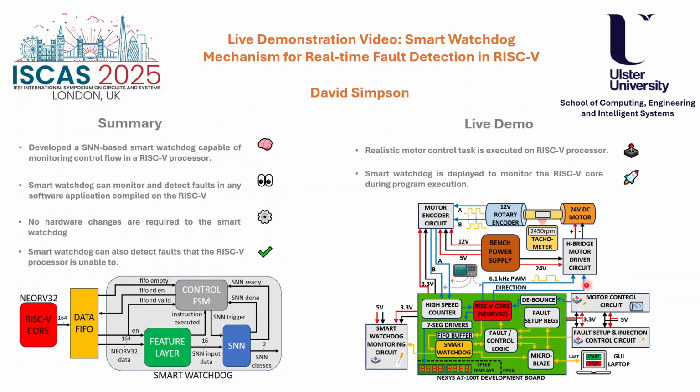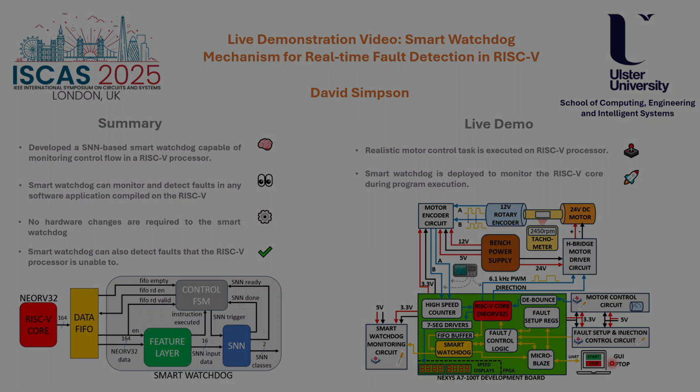For this live demonstration, a realistic motor control task is executed on the RISC-V CPU, and the smart watchdog monitors the RISC-V on hardware in real time and makes decisions on control flow. The RISC-V uses GPIO, timers, PWM, and interrupts to control the speed and direction of a motor based on user input and speed feedback generated by the rotary encoder. Faults can be injected into the RISC-V, and the smart watchdog response can be observed. A Python-based GUI provides detailed information about the demo and also allows operation from there.